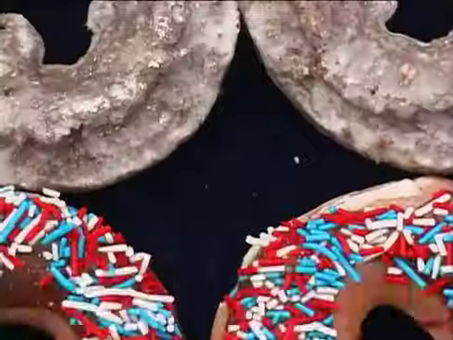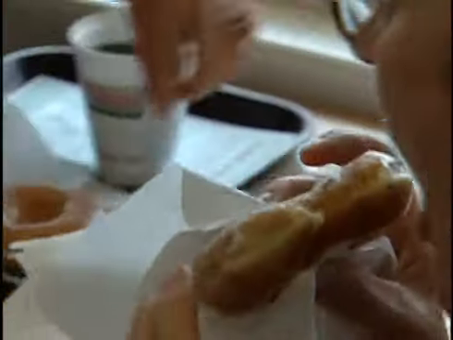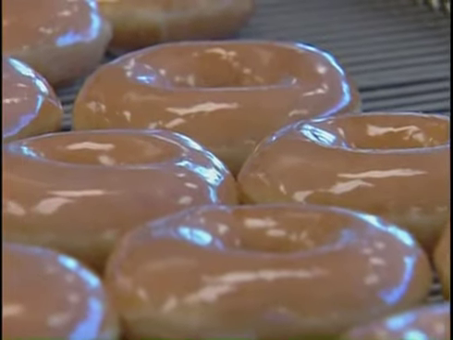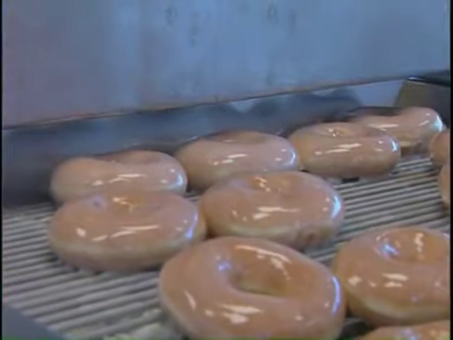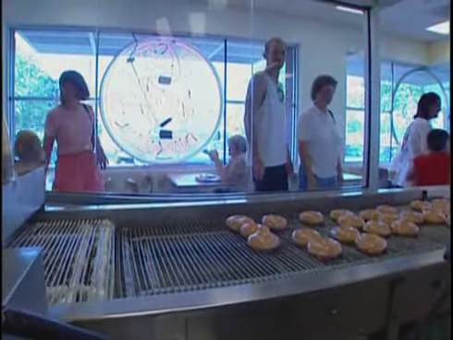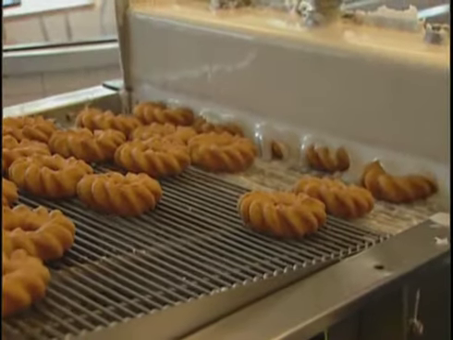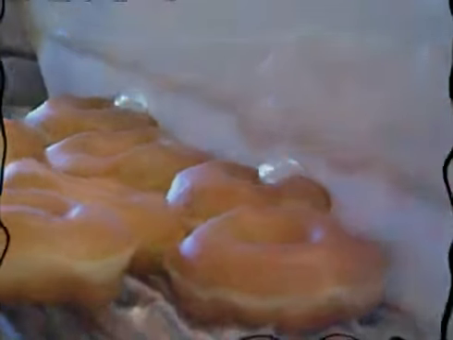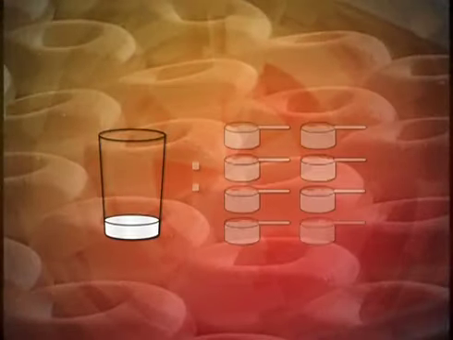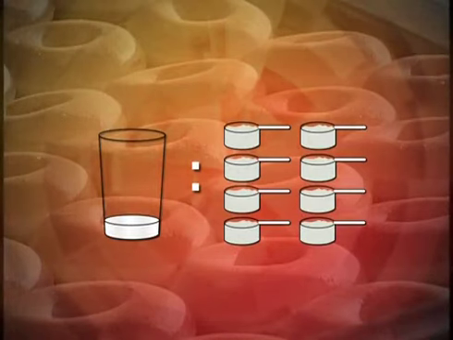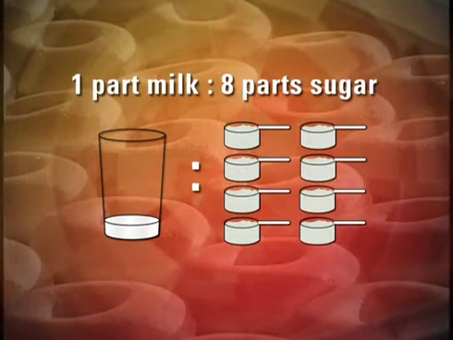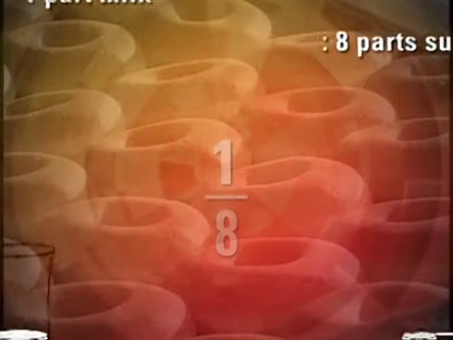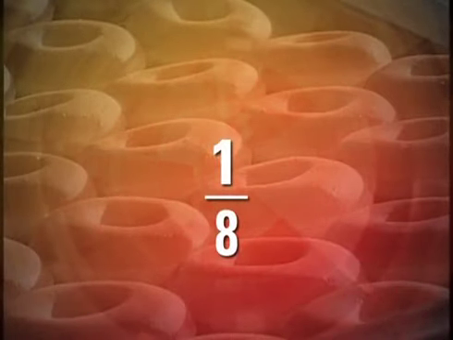When it comes to baking, the ultimate sweet treat, donuts are often on the top of the list. And none are more popular than the classic glazed. When making the perfect glaze, culinary experts use rational numbers to make sure they have the correct ratio of ingredients. The ratio of milk to sugar is 1 to 8. 1 part milk to every 8 parts powdered sugar. You can write this as the rational number 1 over 8.